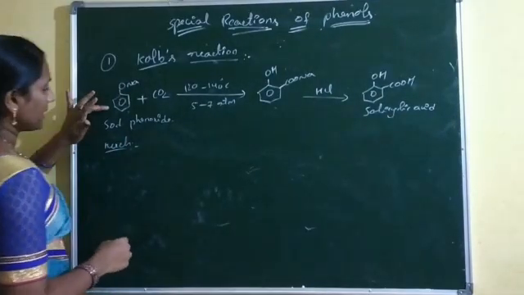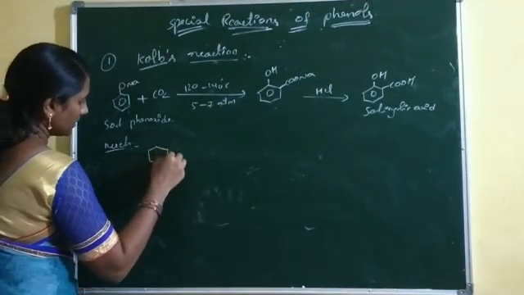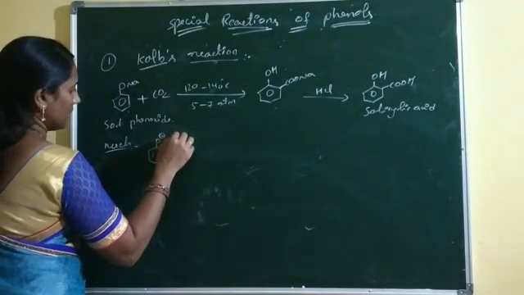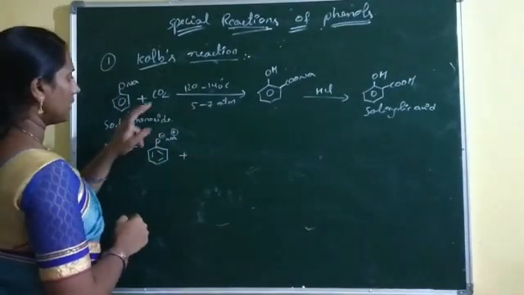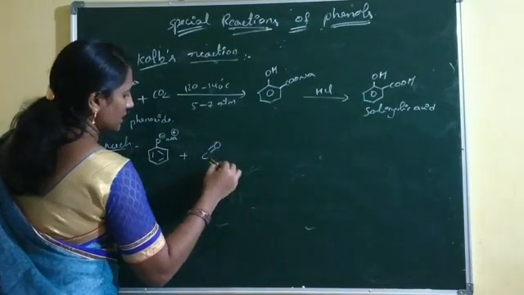Now take the structure of sodium phenoxide: O minus and Na plus. Now the sodium phenoxide is treated with carbon dioxide, and we also write the structure of carbon dioxide.